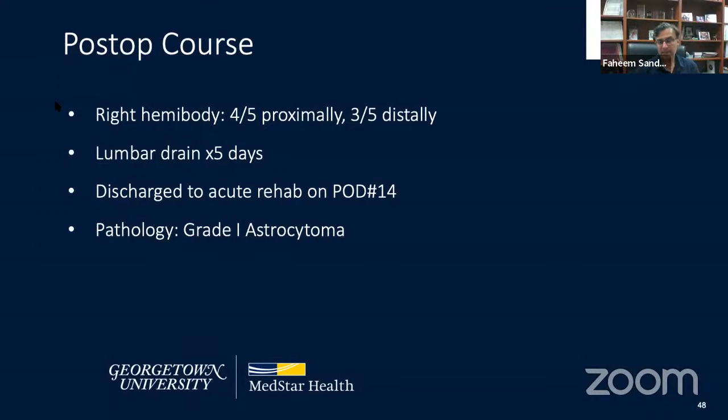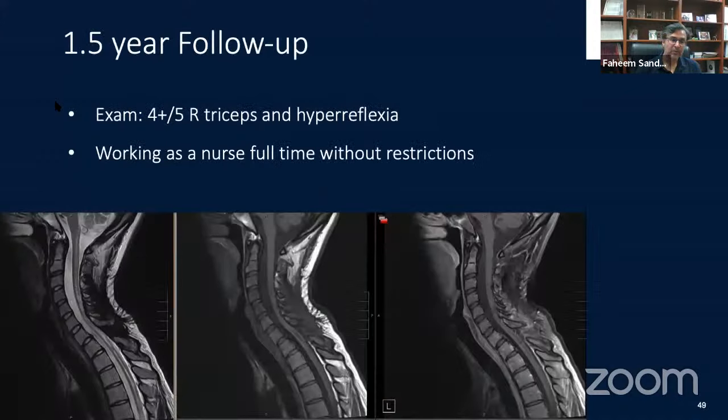And for her sake, I really thought this was going to be an ependymoma based on the imaging, but it turned out to be a grade 1 astrocytoma, which requires no further adjuvant therapy of radiation or chemotherapy. And at 1.5 years, she's doing very well. The only weakness she has now is some trace right tricep weakness. She has residual hyperreflexia, but she's working full-time as a nurse, and otherwise living a very normal life. And you can see, again, resolution of the syrinx, as well as no recurrent tumor at 1.5 years.